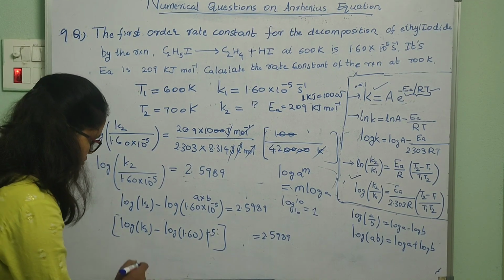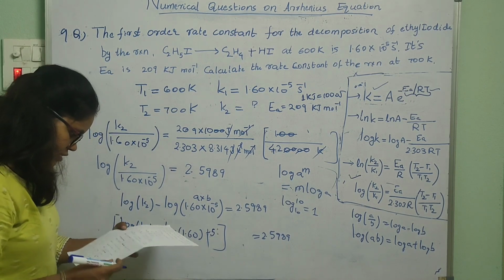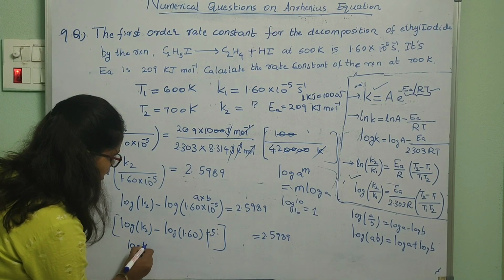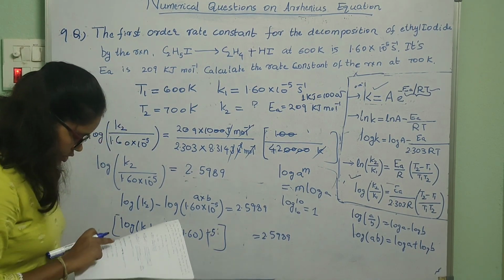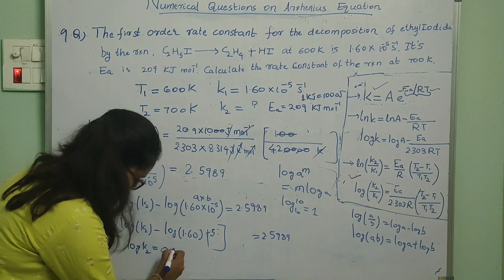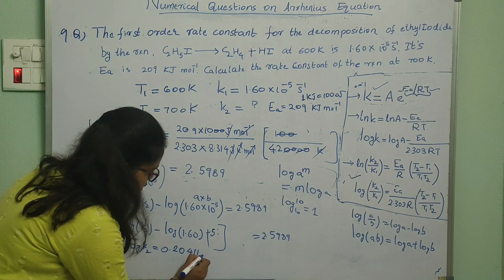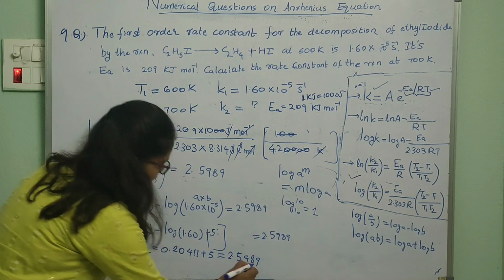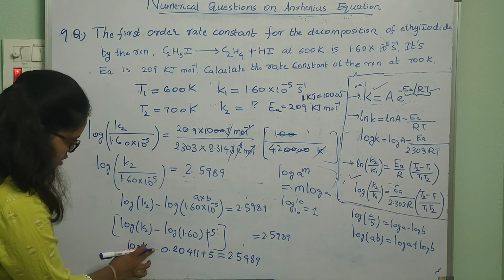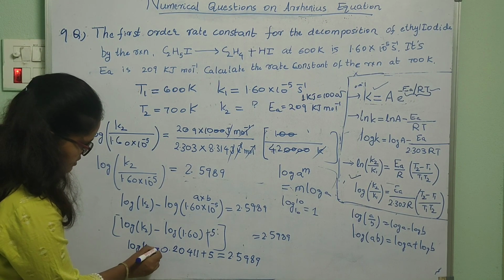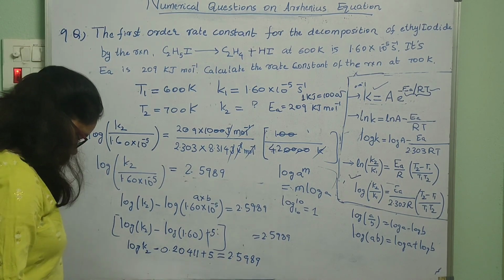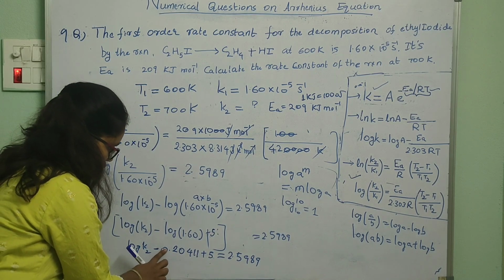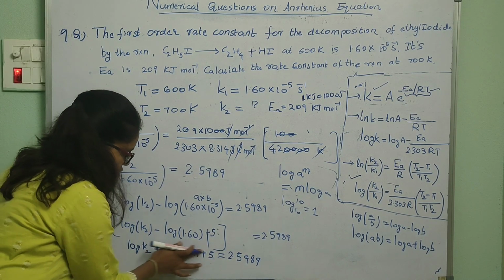What can I do now? So this log 1.60 is 0.20411. So log K2 is equal to 2.5989, the value of log 1.60 is 0.20411. So this will be minus 0.20411 plus 5. So this becomes 4.79589. So 5 minus this value becomes 4.79589. So I'll write it here.